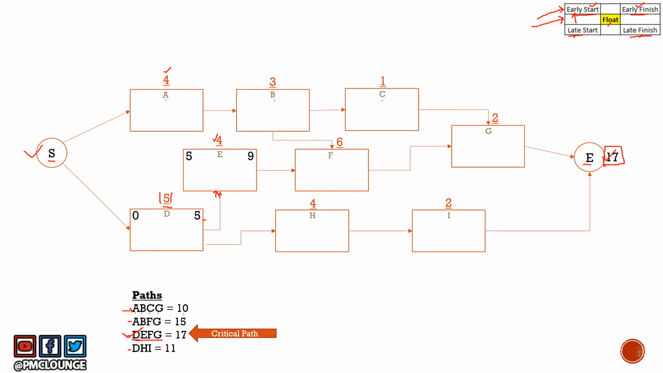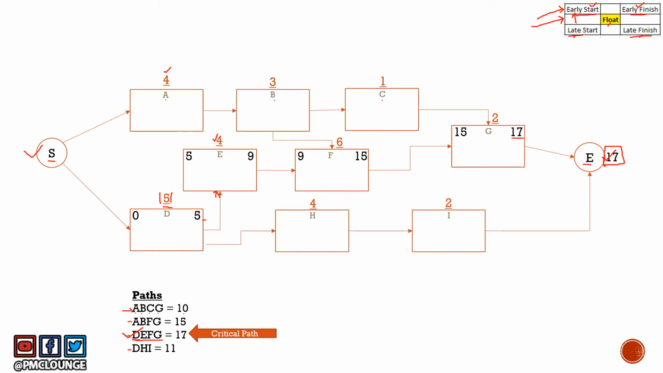Similarly, we go further on the critical path to activity F. It starts at 9. The duration is 6. So it ends at 15. The early finish is 15. The final activity on the critical path is activity G, which starts at 15, has a duration of 2, so it ends at 17. So this is how early start and early finish can be calculated with forward pass. So we started off with DEFG.